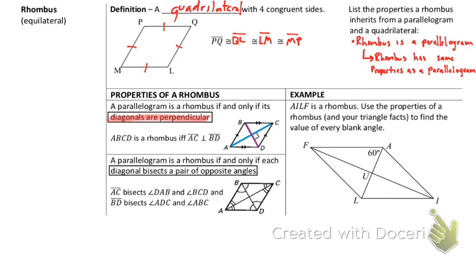The second property is those same diagonals will bisect opposite angles. Okay, so let's look at this. Let's color code this again.